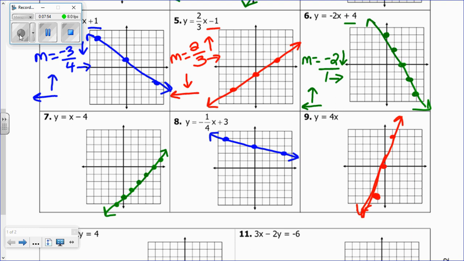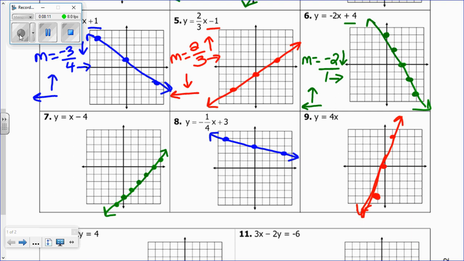All right, so then for number 7, your graph should look like this. Remember the y-intercept started at negative 4, and then you had a slope of 1. So rise 1, up 1, right 1, up 1, right 1. Or you can go down 1, left 1.